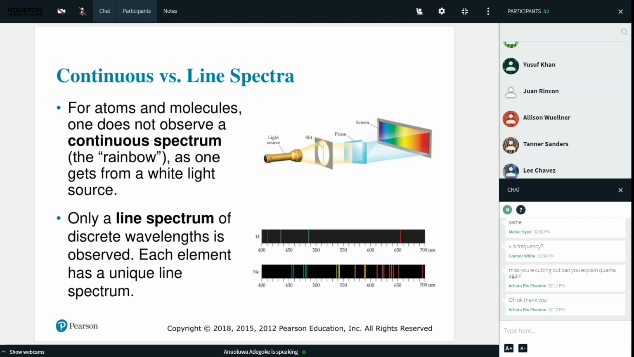All right, so I want to look at continuous versus line spectra. A continuous spectrum basically tells us a spectrum of light that continues. For example, we look at the spectrum of hydrogen and the spectrum of neon. Lilac is a little bit like purple, a light purple. This is the spectrum of neon.